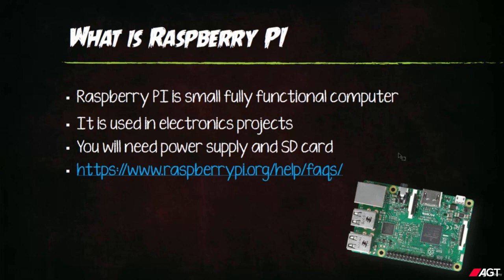So it's used in electronic projects, and you will need a power supply to power it and a micro SD card, which will act as a hard drive for it, right? So Raspberry Pi is a small computer, and you can use it as your home computer. In the next video, I'm going to show you what components are in Raspberry Pi, where we can plug in our monitor, USB keyboard and mouse, and how we can use internet on it, right? I'm going to give you complete details of Raspberry Pi in the next video.